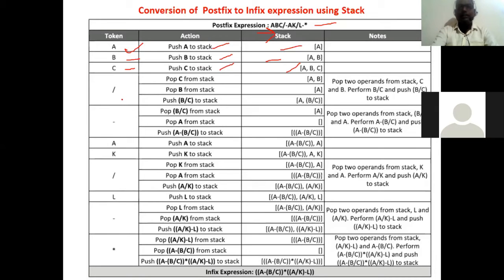After that, divide. Divide is an operator. So what do you have to do? You have to pop two elements from the stack. Now the stack has A, B, and C. So first of all, what will be popped? C. Then B will come out. Pop C and pop B. The first time you popped C, so the stack has A and B; then you popped B, so your stack has only A.